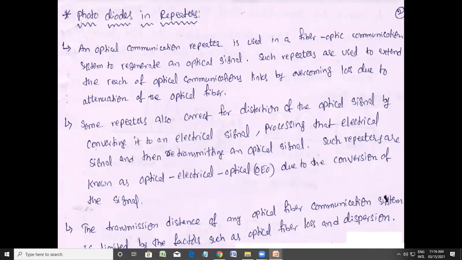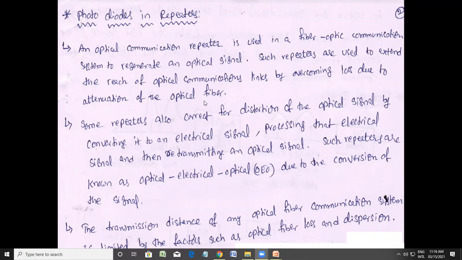Photodiodes in repeaters. In optical communication, a repeater is used in a fiber optic communication system to regenerate an optical signal, overcoming loss due to attenuation. What is meant by attenuation? Reducing the signal strength. That's why we go for repeaters.